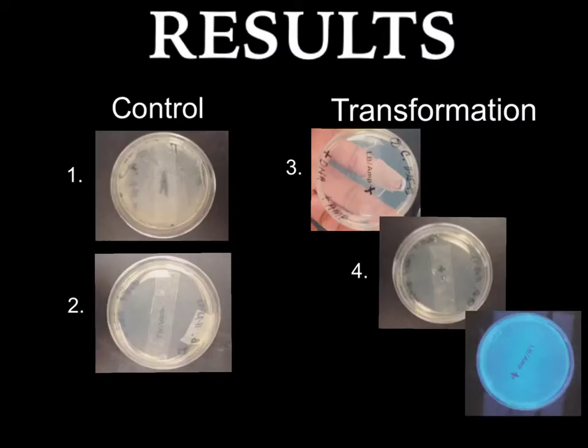These are the results of our experiment. Notice on the control plates, one has growth and the other does not. This is because they both were exposed to the same things and went through the same procedures. But the one with no growth was exposed to an ampicillin antibiotic which kills the cells. Notice the transformation plates both have growth due to the cells taking a plasmid and expressing an antibiotic-resistant gene, permitting their survival.